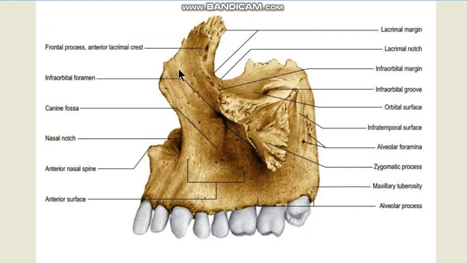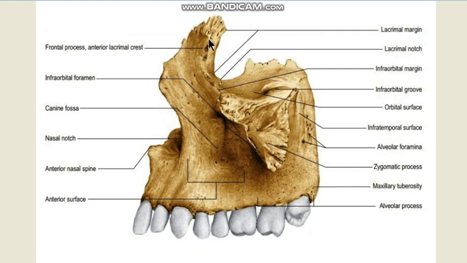Now we look at the frontal process of the maxilla. This is the lateral view of the frontal process. Anteriorly it articulates with the nasal bone. Above, this jagged apex articulates with the nasal notch of the frontal bone. Posteriorly it articulates with the lacrimal bone. On this lateral surface you can make out the extension of the medial margin of the orbit.